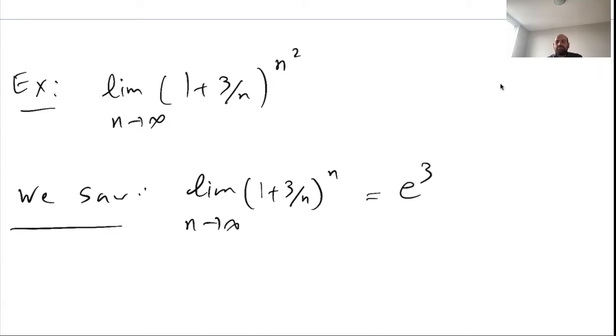So e cubed, how much is e cubed? Roughly, e is almost 2.72, so you can use it to calculate e cubed, or you can directly enter e cubed in your calculator. e cubed will be a number close to 20. As n gets larger and larger, this expression gets closer to e cubed, which is almost 20.